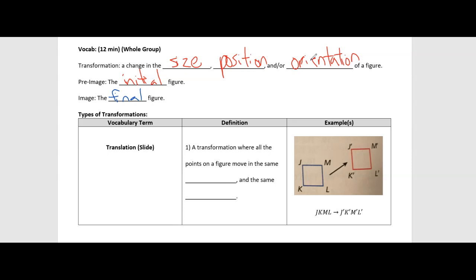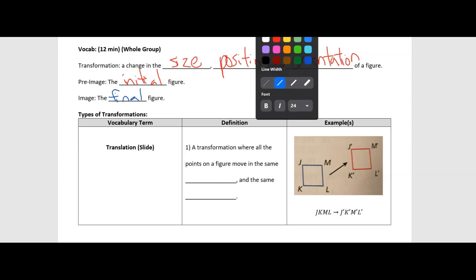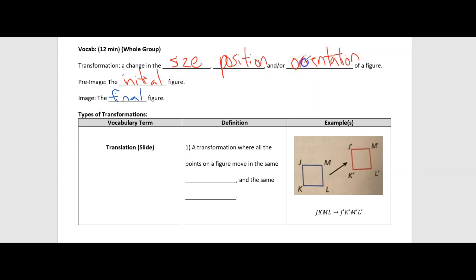Okay, let's start off with the translation. Informally, this is known as a slide. So the definition is a transformation where all the points on a figure move in the same direction and the same distance. So they move in the same direction and the same distance.